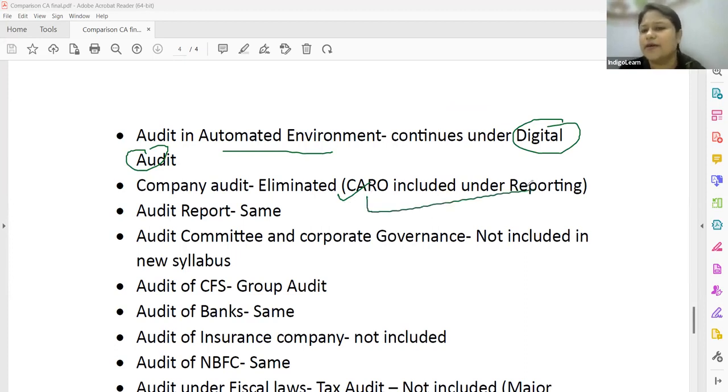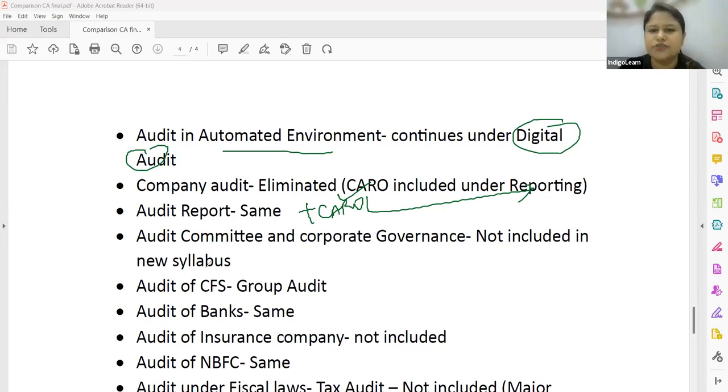CARO has been introduced as a part of reporting. Audit report continues to be the same, but with the inclusion of CARO as a part of the audit report. Audit committee, corporate governance, a big discussion that we had regarding LODR guidelines and SEBI regulations, then about board audit committees, everything that has been removed, a major discussion that we had.